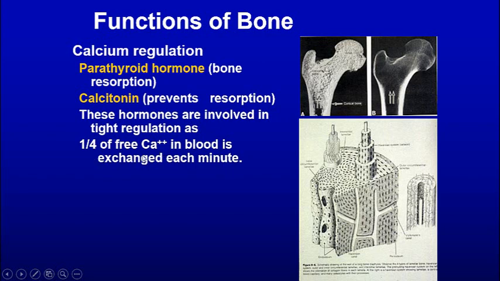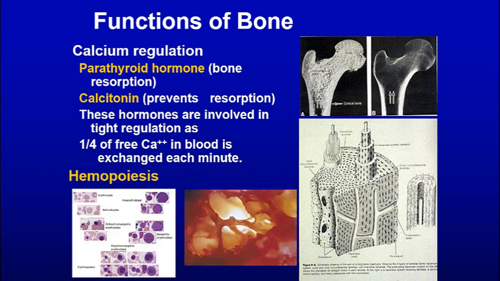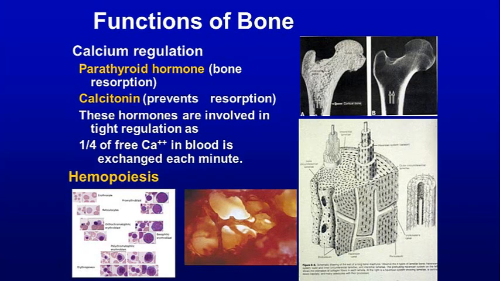Every minute, 1/4 of the free calcium level is exchanged, either stored or released. Hematopoiesis: here we see the host of cells that need to be protected in bone, and this is also a source of the undifferentiated bone cells, the precursor cells to the bone cells.